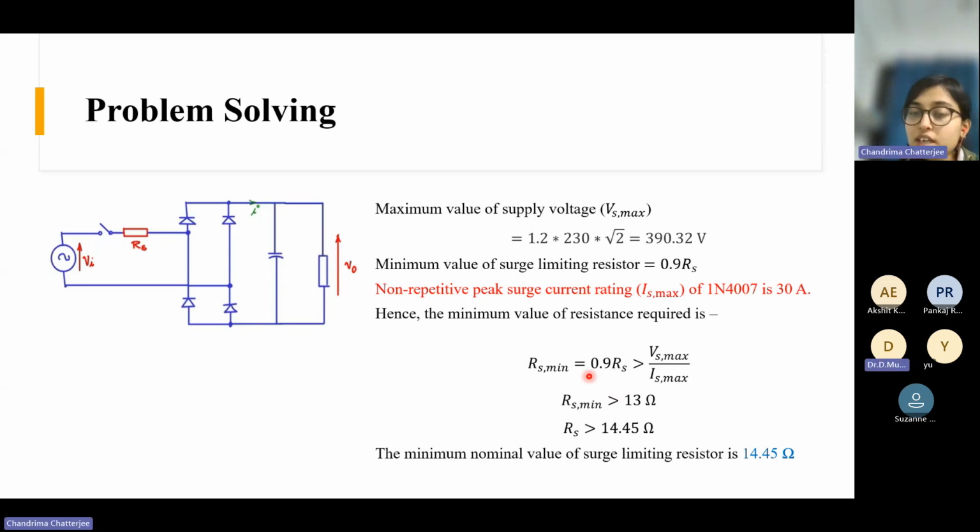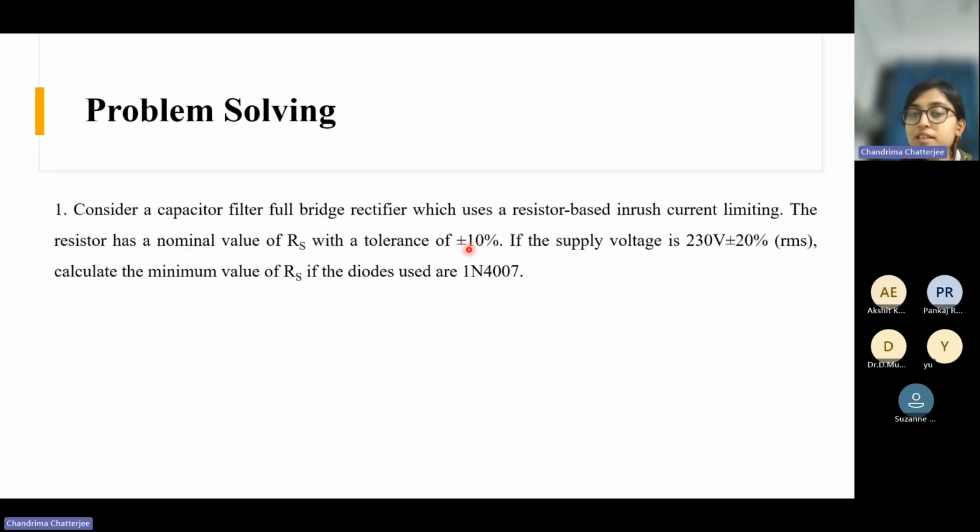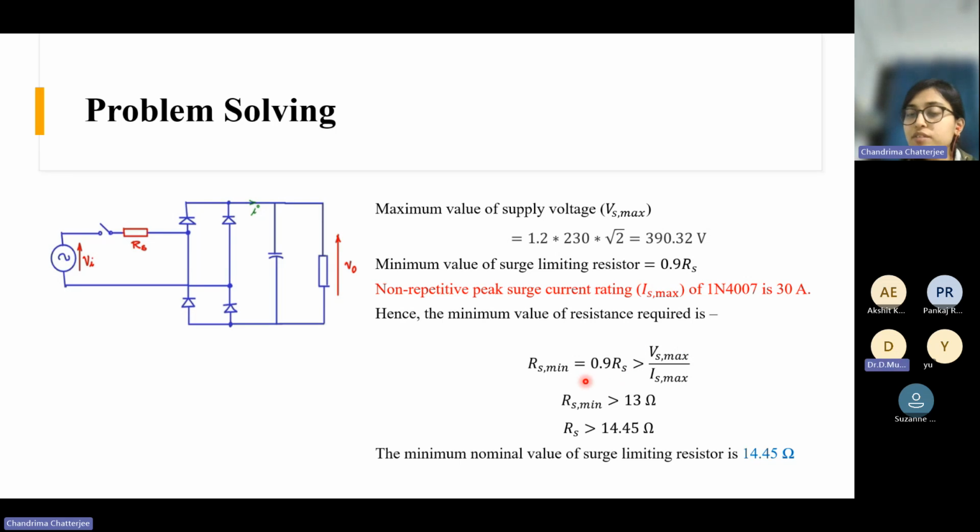And here we have taken 0.9 Rs because they have given that we have a tolerance of the resistance which is plus minus 10%. If our nominal value is Rs, the resistance value can sometimes go below Rs, by 10%. If it is reduced by 10%, the value will be 0.9 Rs. That's why I have taken 0.9 Rs.